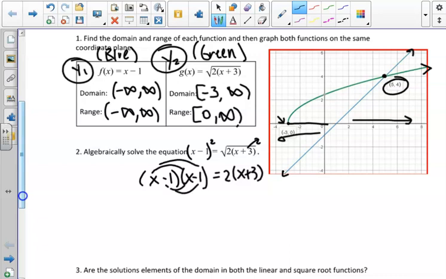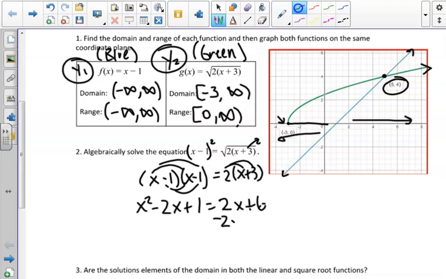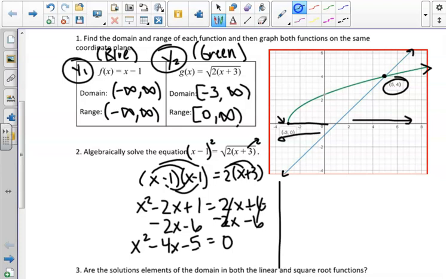When we distribute our two binomials, we should get x squared minus 2x plus 1 equals 2x plus 6. Let's combine our like terms to get all of our terms to one side. We will be left with 0 equals x squared minus 4x minus 5. Now this is a quadratic function. If you think back to Unit 4 and 5, we do need to see if we can factor that. And so we do have two numbers that multiply to negative 5 and add to negative 4. Those numbers are negative 5 and plus 1.